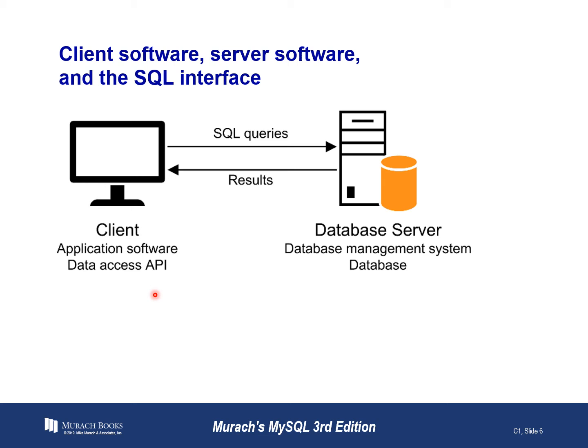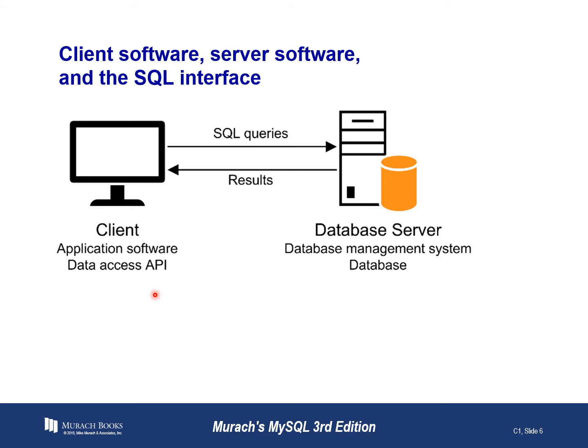The data access API, or application programming interface, provides the interface between the application program and the DBMS. For example, if you're doing a Java application, the most common data access API for MySQL is JDBC, which stands for Java Database Connectivity. Python has one as well. I can't remember the name, but there's one for Python as well.